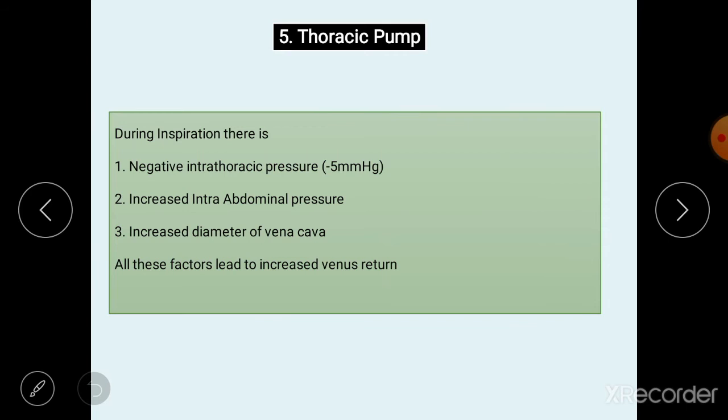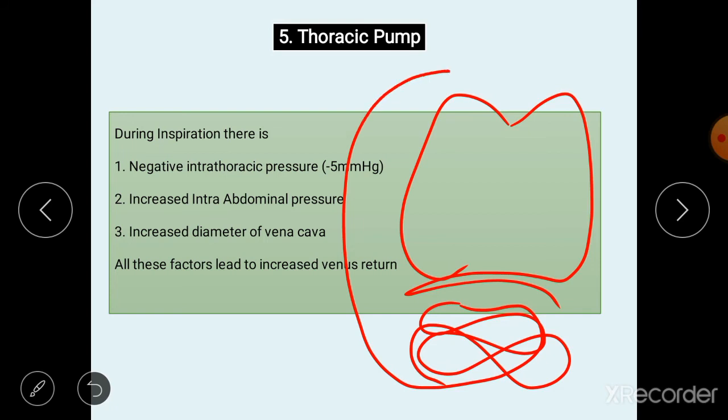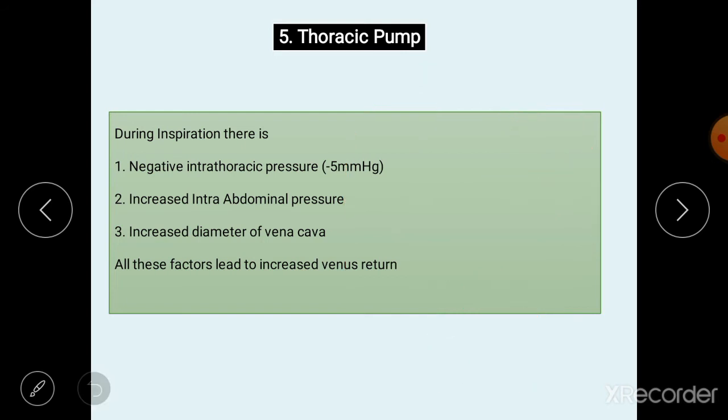Also when you inspire, your diaphragm moves downwards and it compresses the abdominal contents, your intestines and everything, and the blood is squeezed from your peripheral organs like your intestine and your other blood vessels which are present in your abdomen, and they are pushed towards your heart. This also increases your venous return. So negative pressure in the thorax and positive pressure in the abdomen increases your venous return. So your thoracic pump also plays an important role in increasing your venous return.